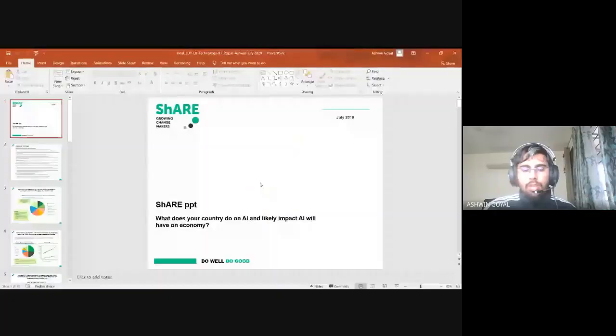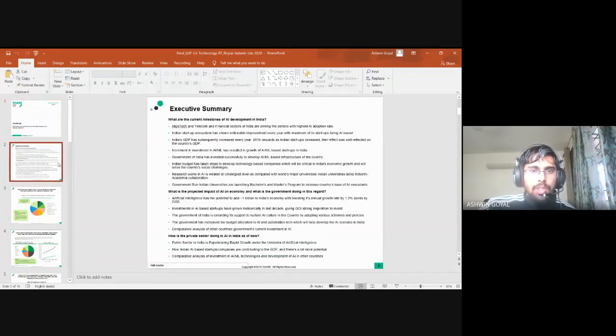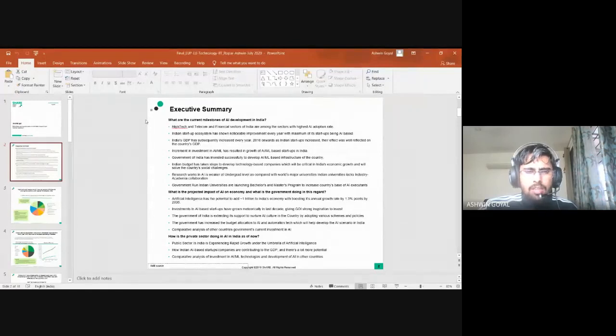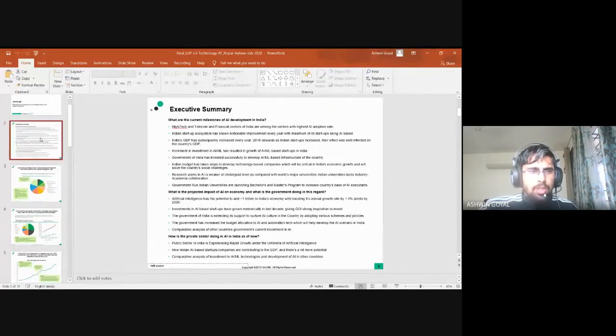Yeah, so this is a slide. You'll find slides like these in consulting firms. This is the structure that some of these consulting firms use. I think you can see the screen. You first start with the title. The issue for this particular slide was: what does your country do on AI and what's the likely impact AI will have on the economy. So we started with the executive summary. This was made in Share, and I think we were 4 members who were working on these particular slides.